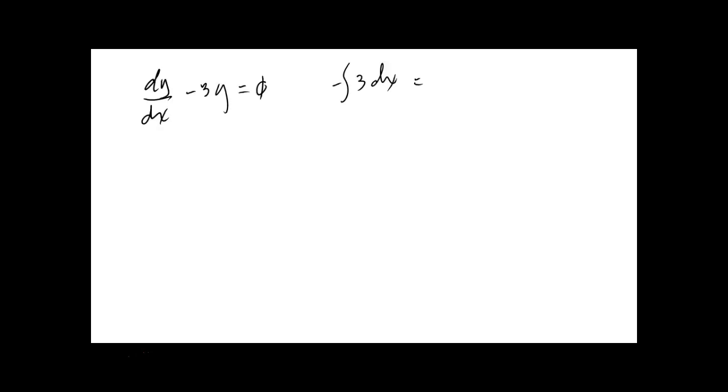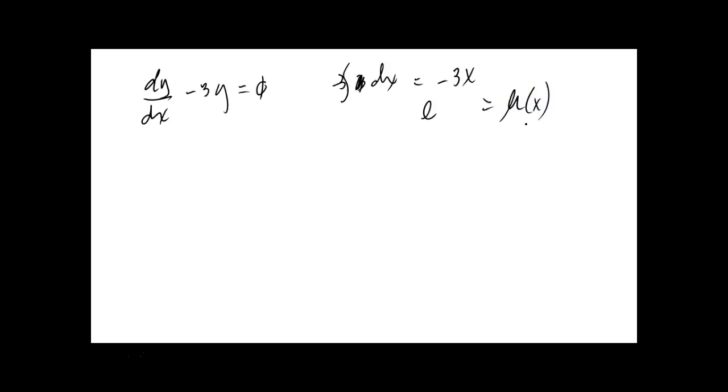Just integrate that P of x. No, it's just minus 3x, because you have the minus sign out in front. I should have put the 3 out there. You're integrating dx, it just gives you x. So minus 3x. And what do we do with that? We make that the exponent of e. This is now your integrating factor, mu of x.